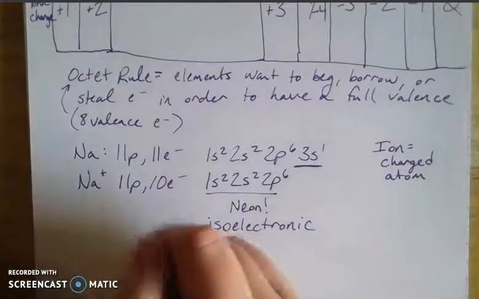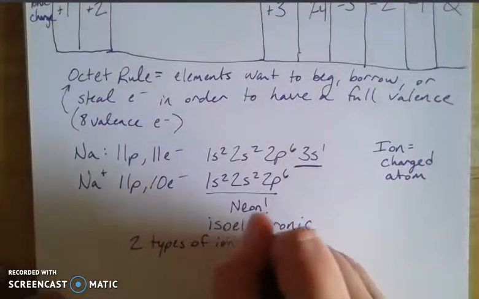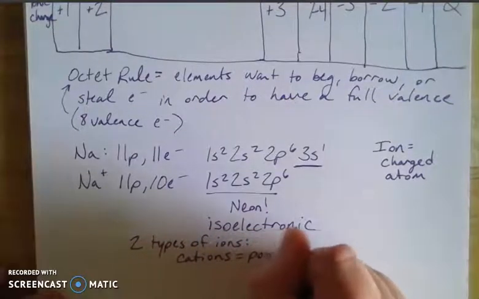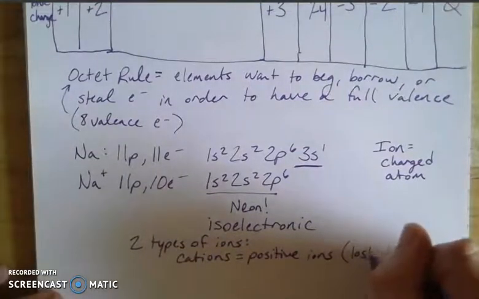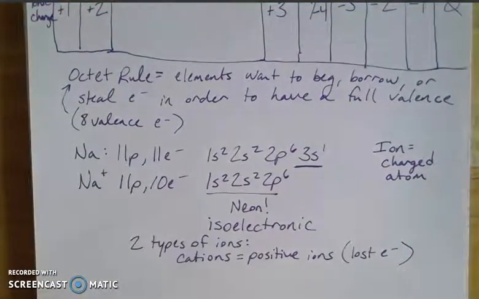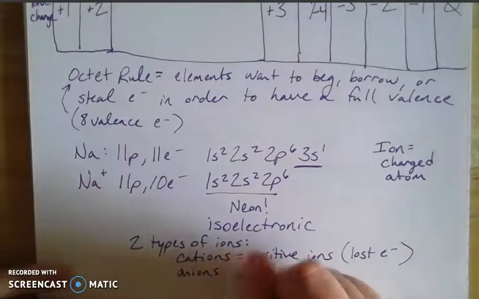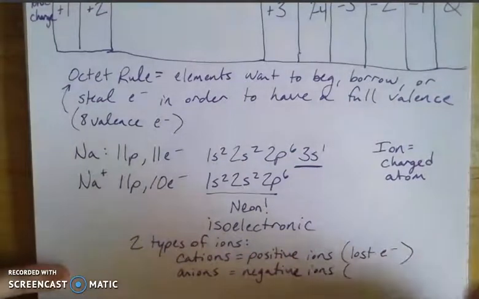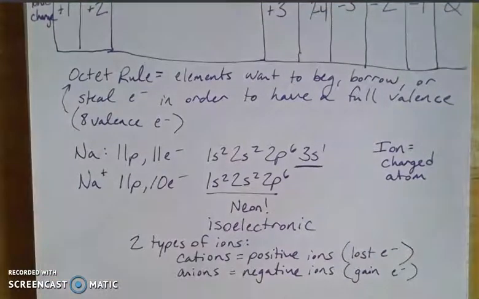There's 2 different types. We have cations, which are positively charged, which means that we've lost electrons in order to get to them. Right? We lost a negative charge in order to get positively charged. And we have anions, which are negatively charged, which means that they've gained electrons. So we're getting more negative particles. That means that we are negatively charged.